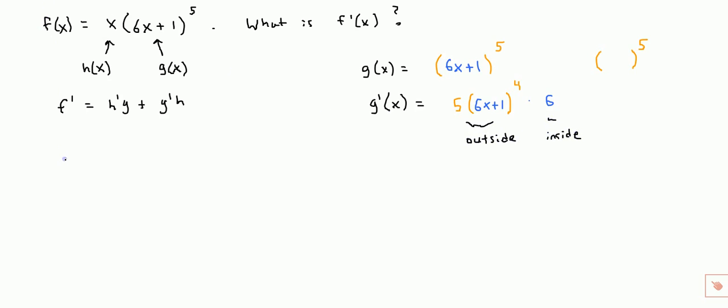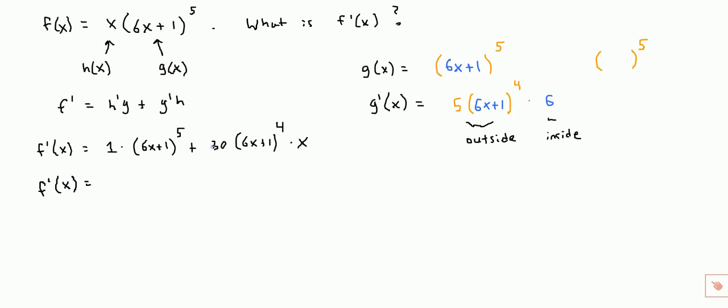So now let's go ahead and plug in what we know. F prime of x. Alright, h prime, that's the derivative of x, that's just 1, times g. Alright, we know that g of x is (6x plus 1) to the fifth, plus g prime, that's what we figured out over here. So 5 times 6, that's 30, times (6x plus 1) to the fourth, and we have to multiply that by h, which is x. Okay? Now we have to do a little algebra.